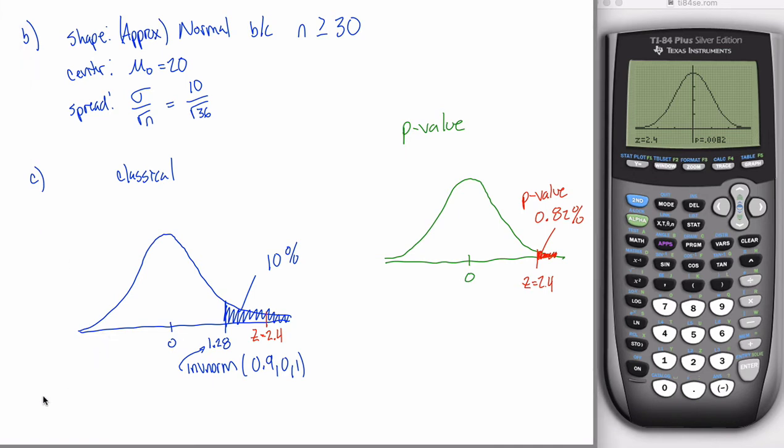On my conclusion in the classical method, I'd say something like, because the test statistic, which in this case was 2.4, I like to restate the test statistic, you don't have to, falls in the rejection region.